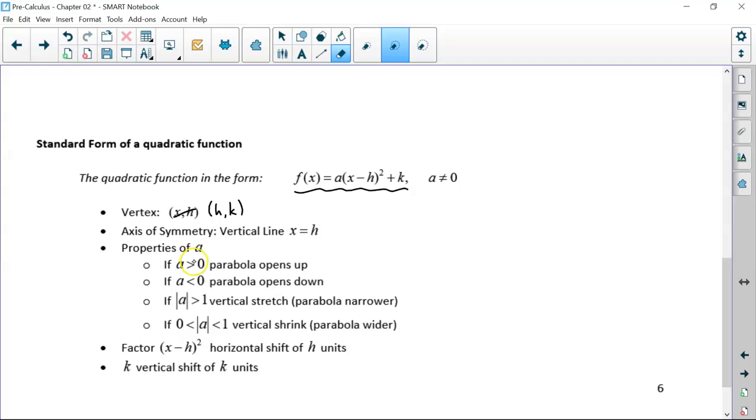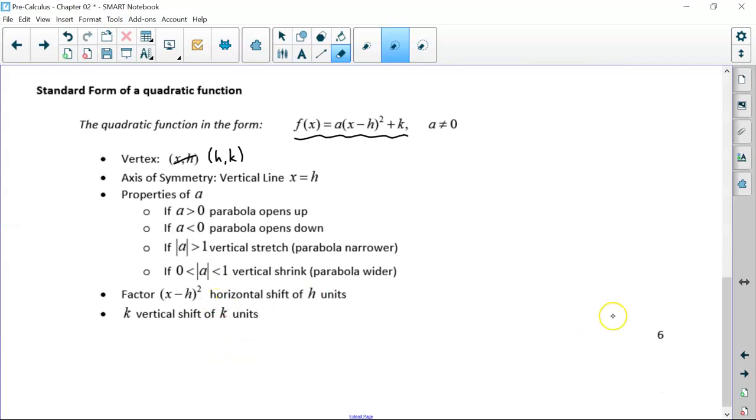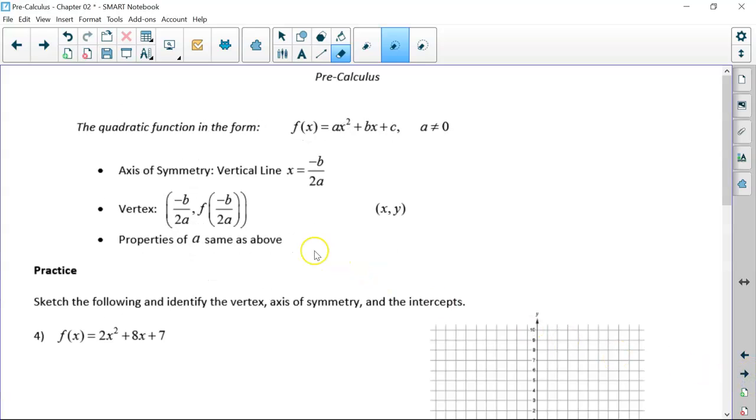Now, if a is greater than 0, if it's positive, it opens up. If a is less than 0, it opens down. Now, if the absolute value of a, I don't care if it's positive or negative, is greater than 1, it's going to be a vertical stretch. If the absolute value of a is between 0 and 1, whether it's positive or negative, once again, it's going to cause that vertical shrink, that compression. And then you can see the shifting left and right and up and down with the values of h and k.